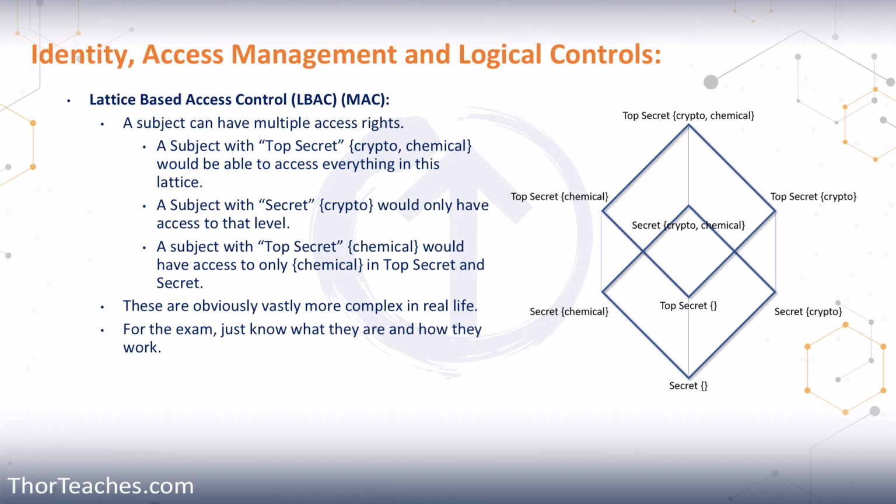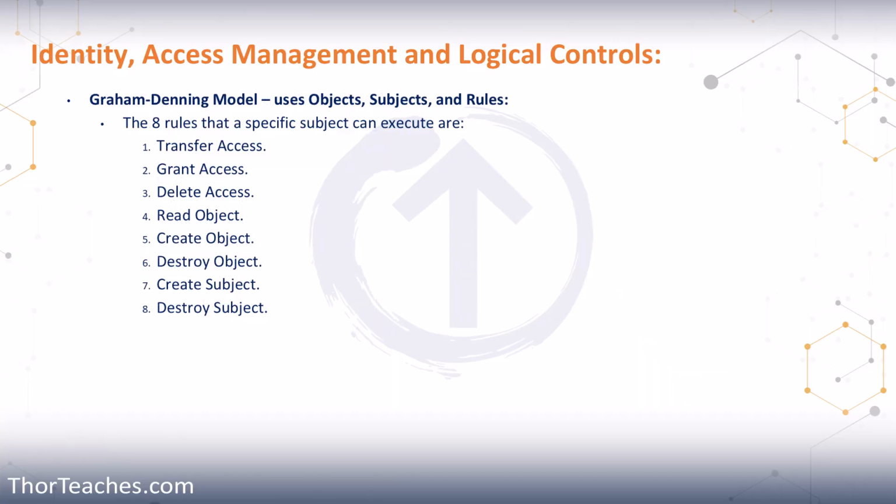You may also hear it referred to as label-based access control, and it was first formally defined by Dorothy Denning in 1976. And the reason I mentioned her is because first off, she's an awesome information security researcher, and secondly, she was also part of the Graham-Denning model, which is the next one we're going to cover. The Graham-Denning model uses objects, subjects, and rules, and it has 8 rules for access, objects, and subjects. And a subject can transfer, grant or delete access, read, create or destroy an object, and then finally create or destroy a subject. It is commonly used in distributed systems, and that is probably the extent you need to know about it for the exam.